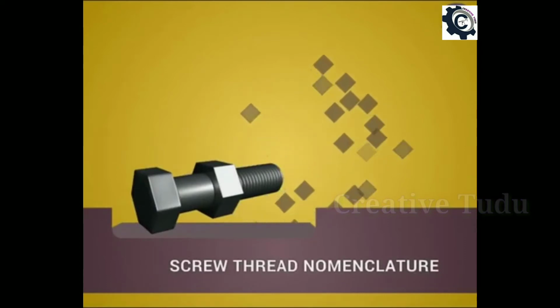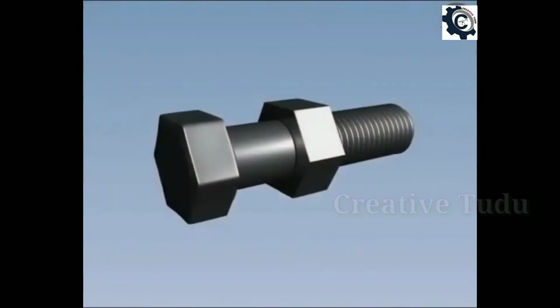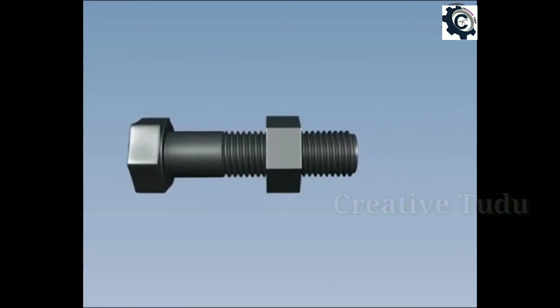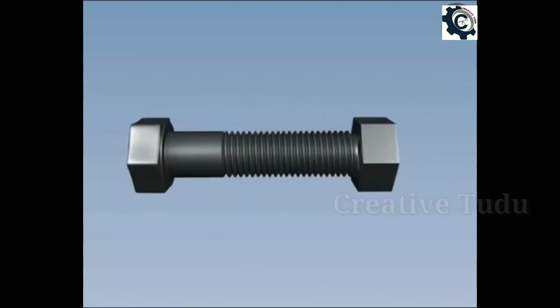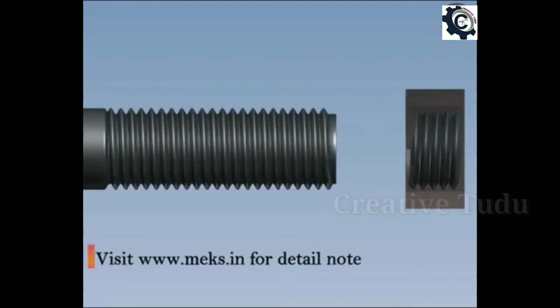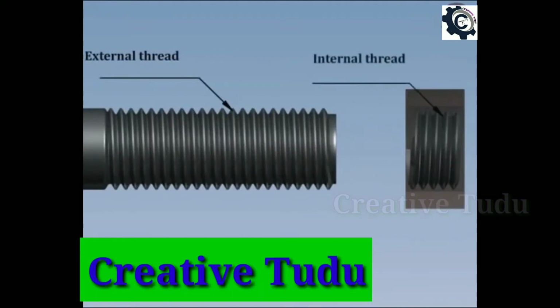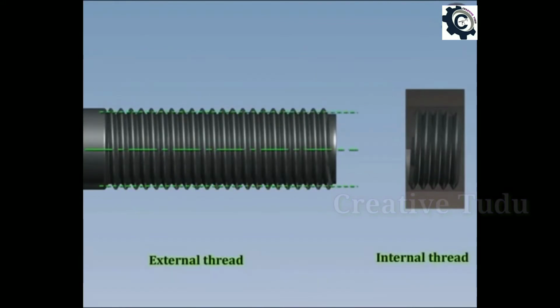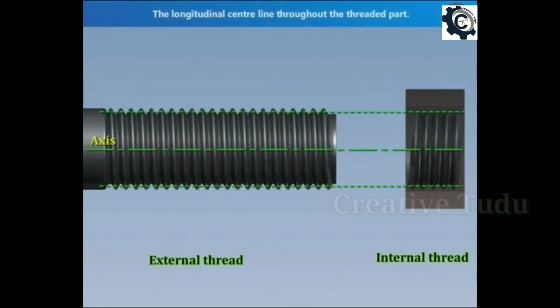Screw thread nomenclature. In this video, we are going to see about the screw thread nomenclature. Let us see the bolt and nut. The bolt has external thread and nut has internal thread. Axis, the longitudinal central line throughout the threaded part.